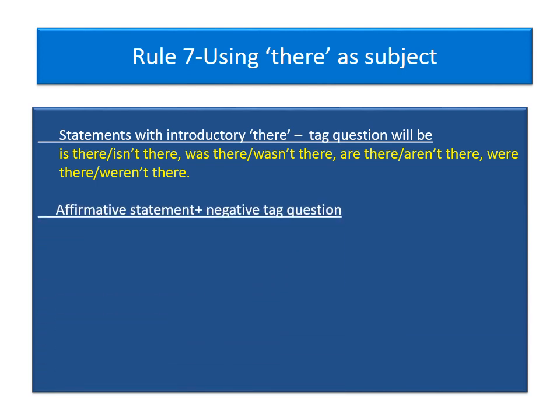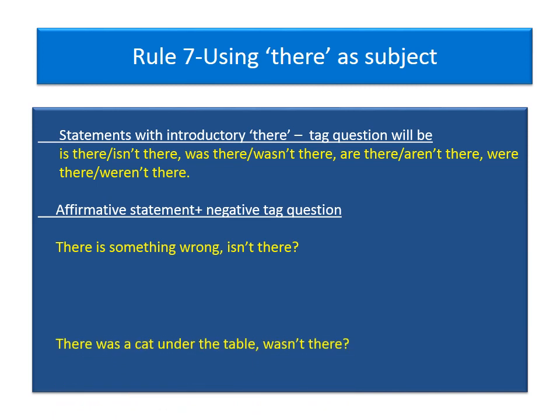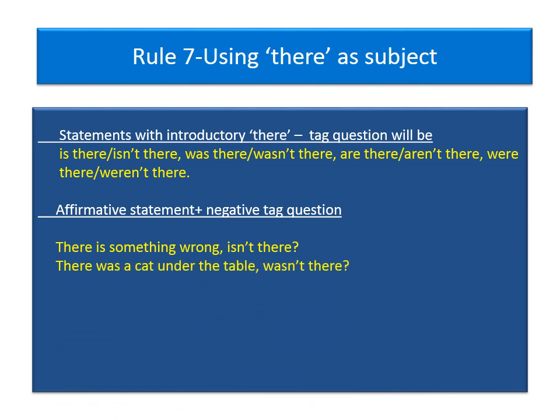Now let's see some examples. There is something wrong. The statement is an affirmative one, so it will be negative in the tag question. Isn't there? For another example, there was a cat under the table. The tag will be wasn't there.